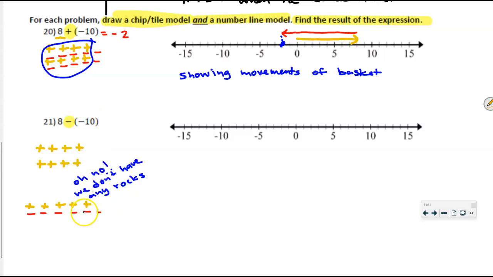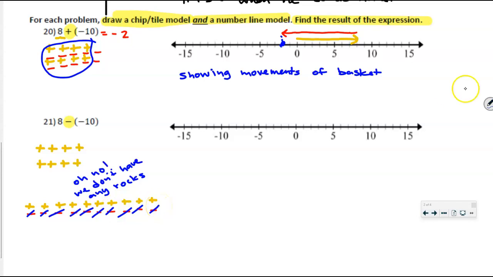5, 6, 7, 8, 9, and 10. Here's all of the 0 pairs that I need, and now in those 0 pairs I can see all of the rocks that I need to take away. 1, 2, 3, 4, 5, 6, 7, 8, 9, and 10.